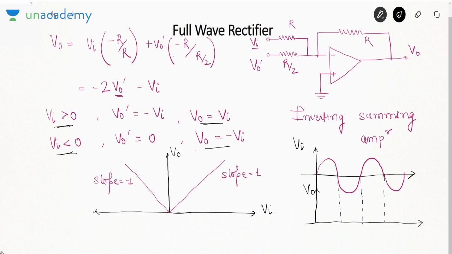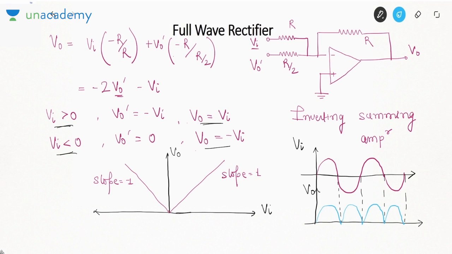So in the positive cycle, output will be same as the input. But in negative cycle, it will be negative of the input. Negative of a negative value is positive. In positive cycle, same as the input. In negative cycle, negative of the input. So that means it is working as a full wave rectifier.